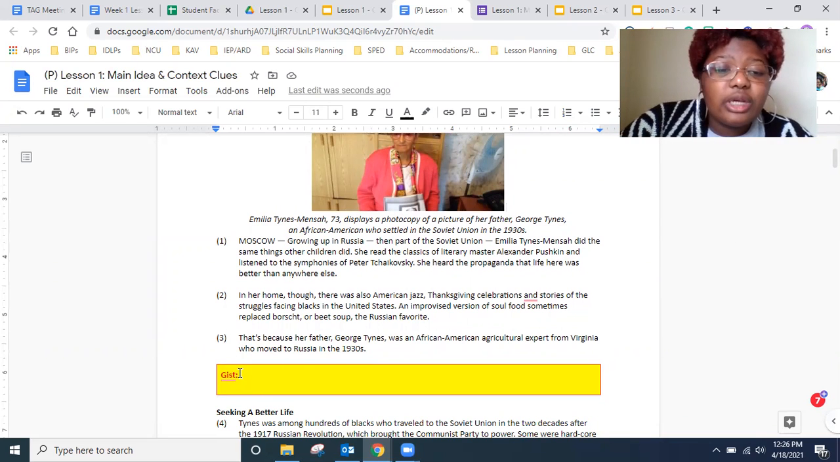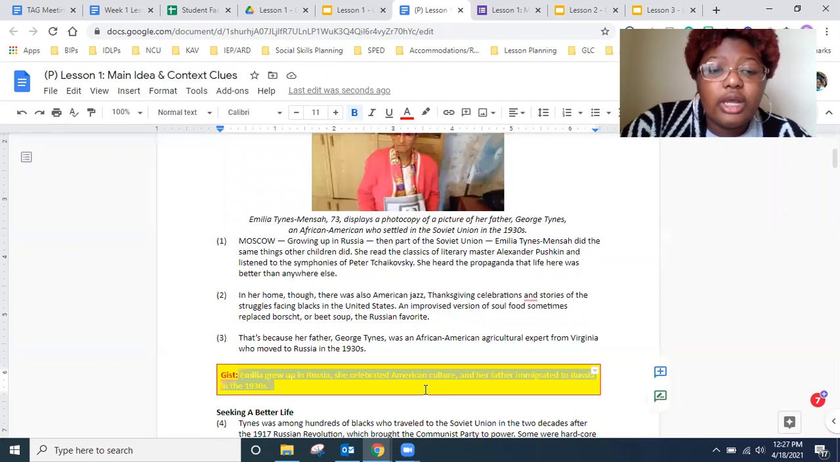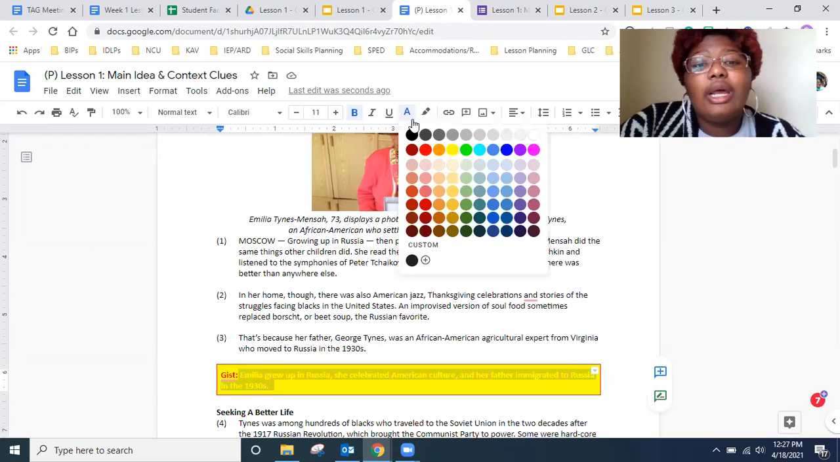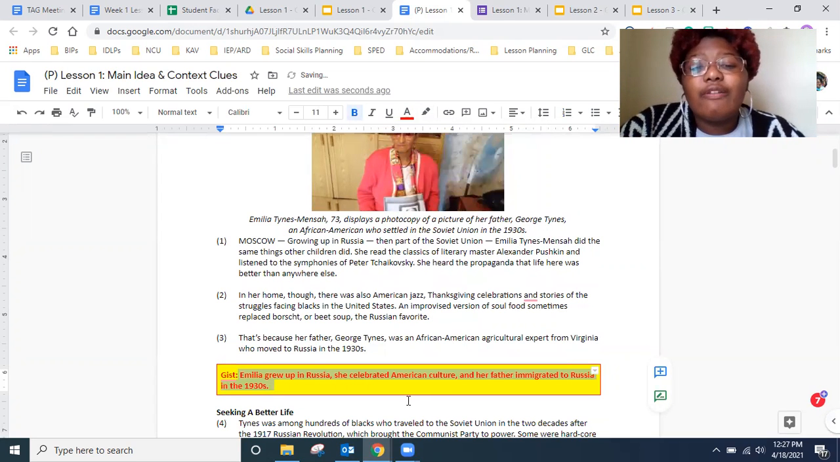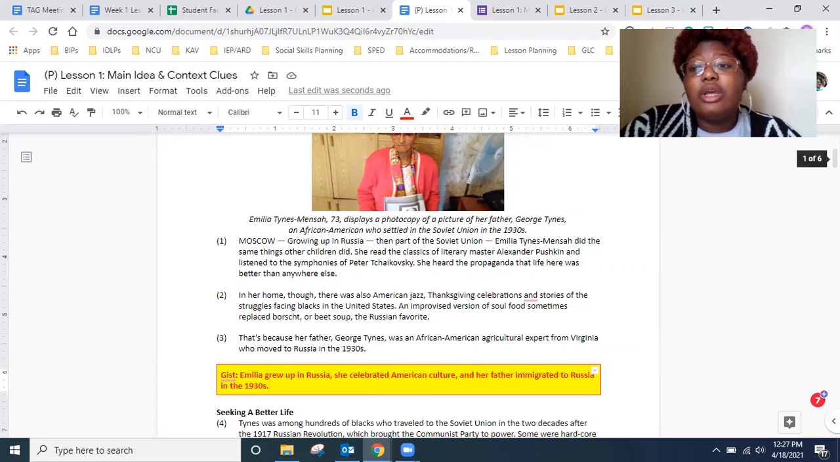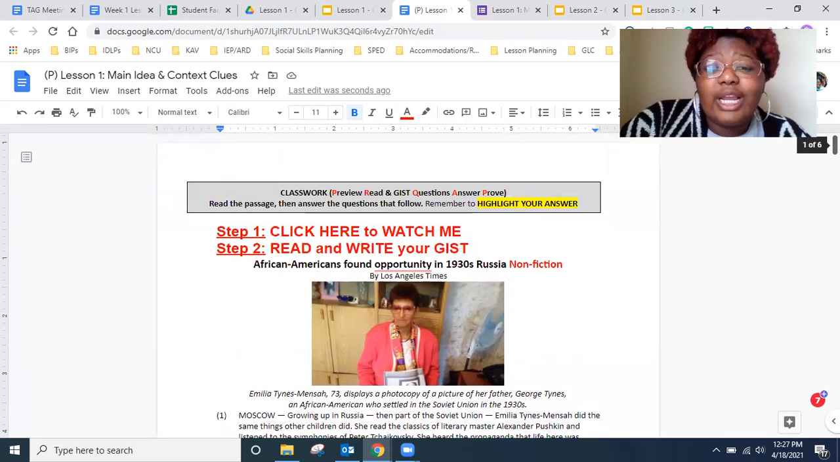I know in the beginning we talked about Amelia growing up in Russia. I know in the middle we talked about how she celebrated American culture in Russia. And I know at the end we learned that her father is African American and he immigrated to Russia because he moved from Virginia to Russia. I have that down as my gist. So now I have done my second part of my strategy. I've read and I've gist.